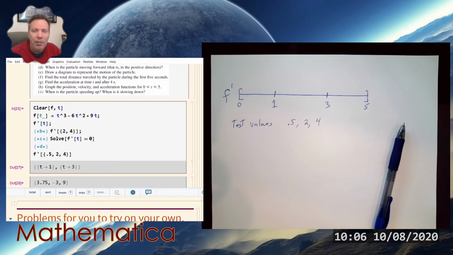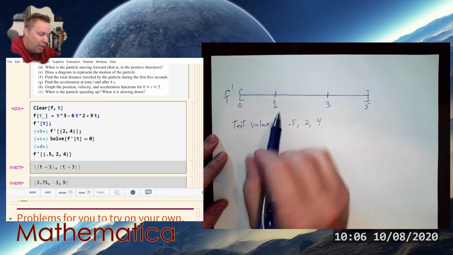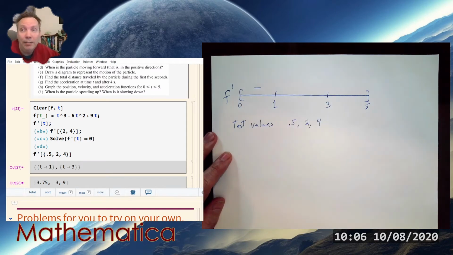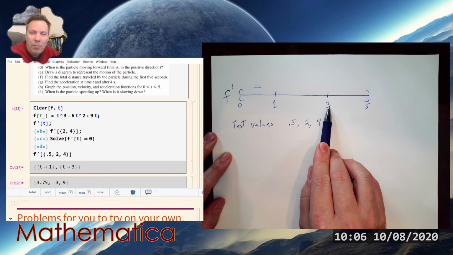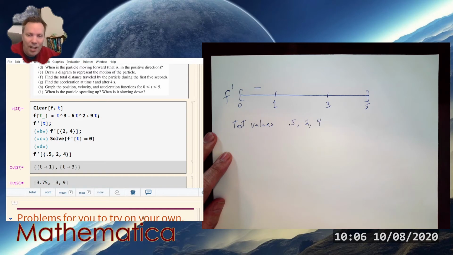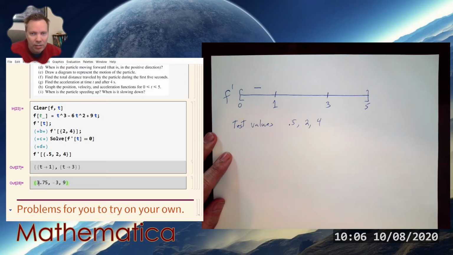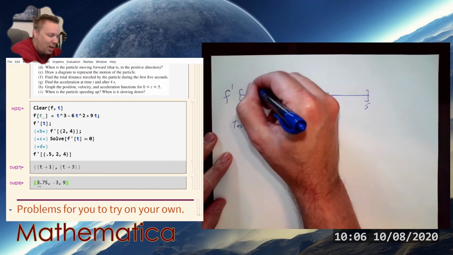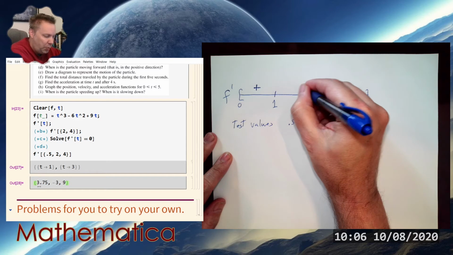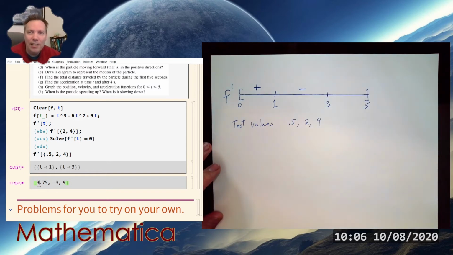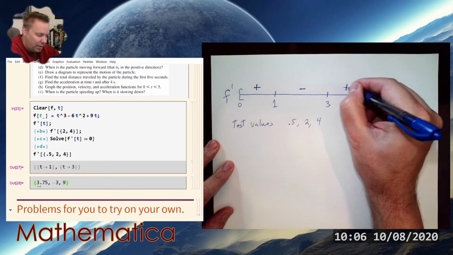3.75, -3, and 9. So that means between 0 and 1, my velocity is going to be negative. I'll just put a negative sign there. Between 1 and 3, well, my output was negative. Ooh, my bad. 3.75 is positive. Raw video, no editing. Just got to read the screen correctly. Between 1 and 3, my velocity is negative. Between 3 and 5, my velocity is positive.